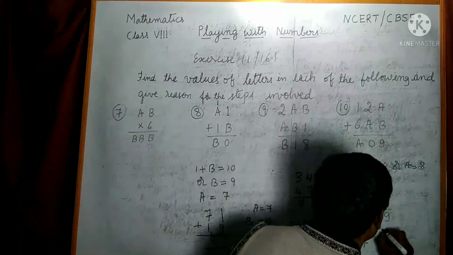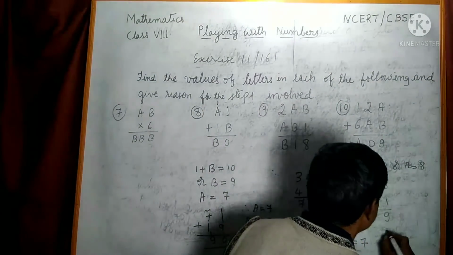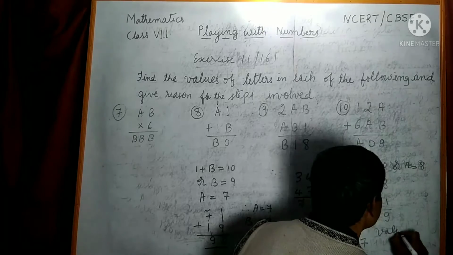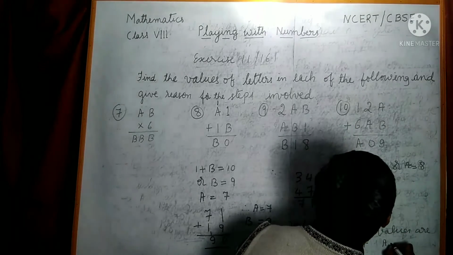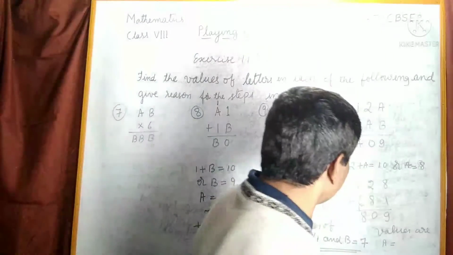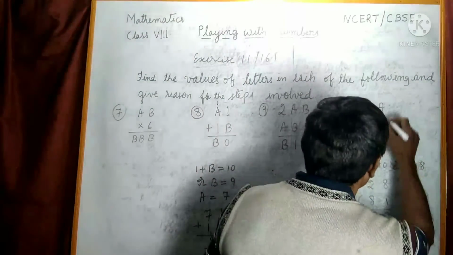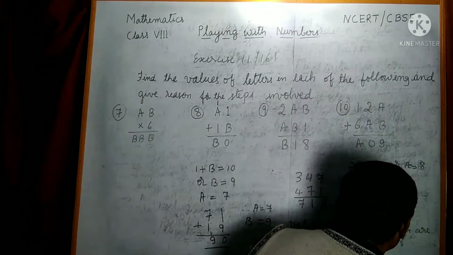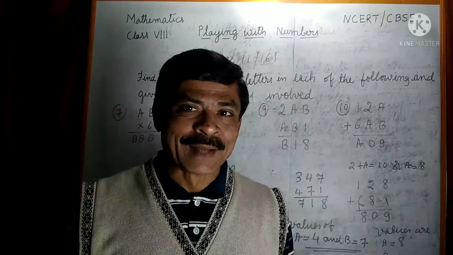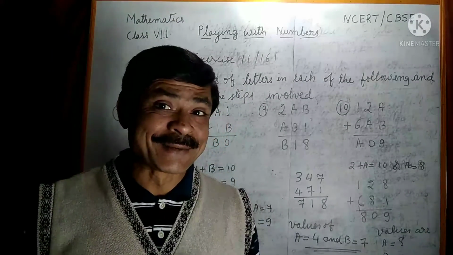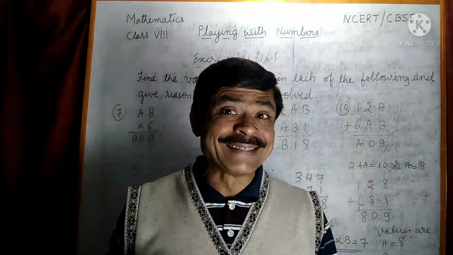So we write the values of A, B and C. The value of A is 8 and B is equal to 1. I feel you have understood the concept of letters for digits.